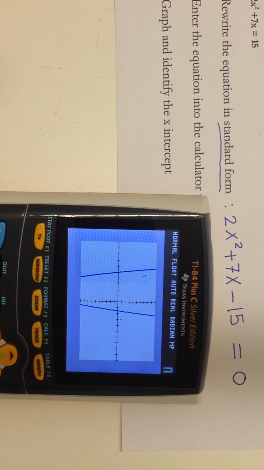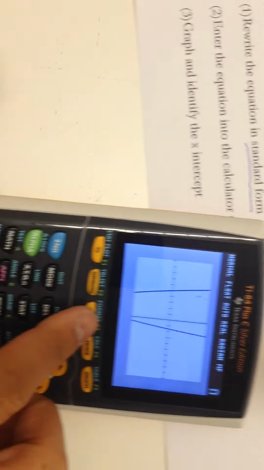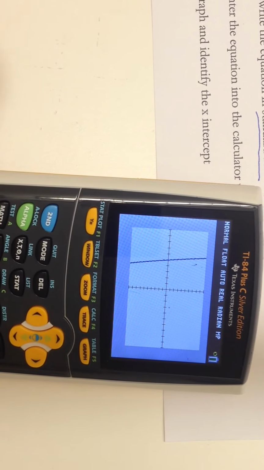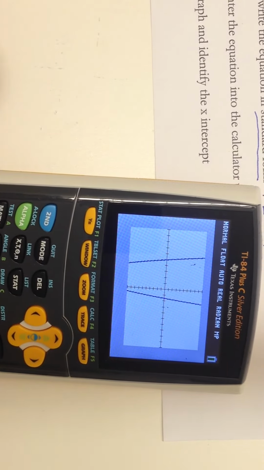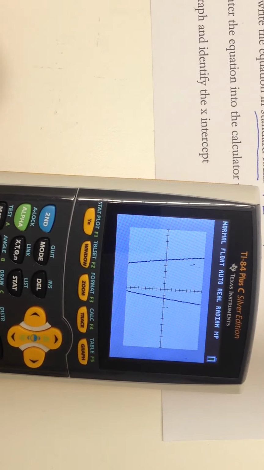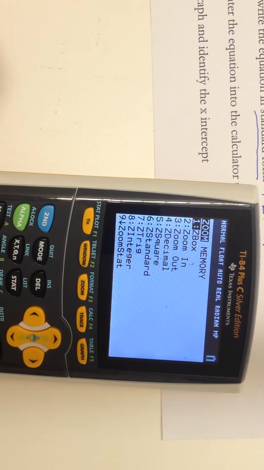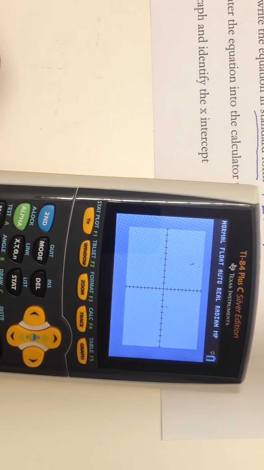Okay. Now, if you don't see anything on the screen, there are two things you can do to make it visible. Perhaps hit zoom and then 9. If you hit zoom 9, hopefully by now you should see something on the screen. You should see a graph on the screen. And if you don't see it, try zoom 6. And there it is.